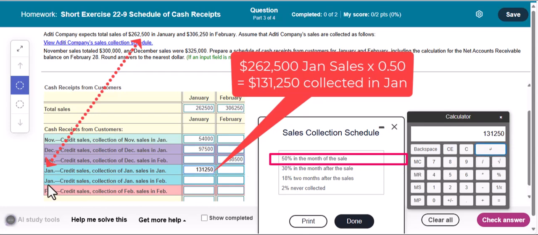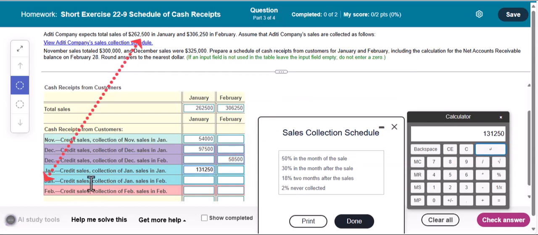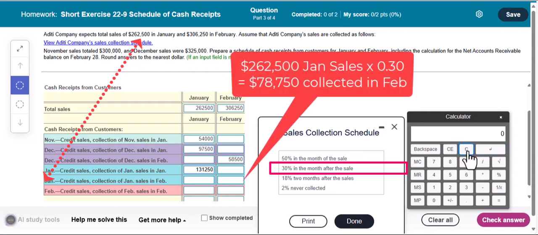And then next up we have January credit sales, collection of January sales in February, so it is being collected the month after. So that is 30% of this 262,500, since we are talking about January sales. So we're going to go ahead and take 262,500 and multiply that by 30%. And that is going to give us 78,750. And again, this is being collected in February, so it's going to go under the February column here.